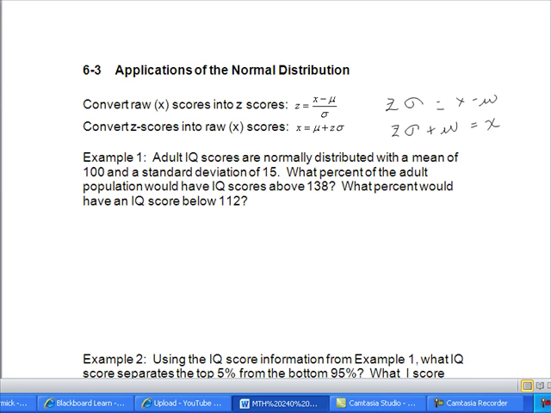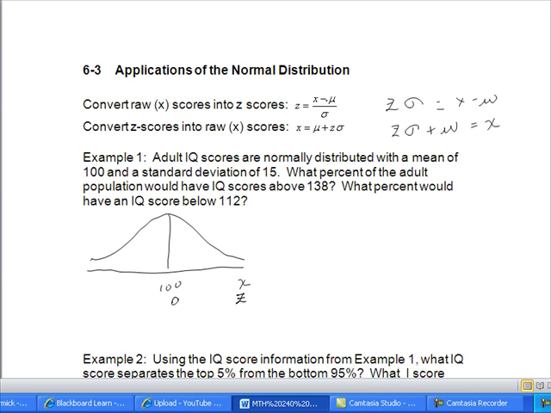Example 1 says adult IQ scores are normally distributed with a mean of 100 and a standard deviation of 15. What percent of the adult population would have IQ scores above 138? What percent would have an IQ score below 112? So let's take the first question. Our mean IQ score is 100. That's our x. And our corresponding z-score for the mean will be 0 because 100 minus 100 gives us a 0 in the numerator.